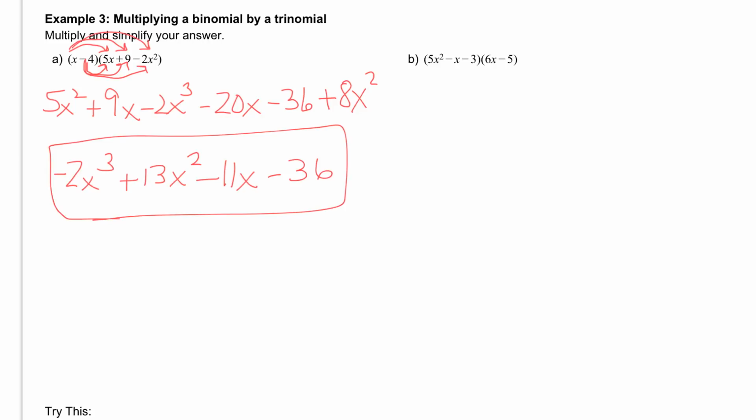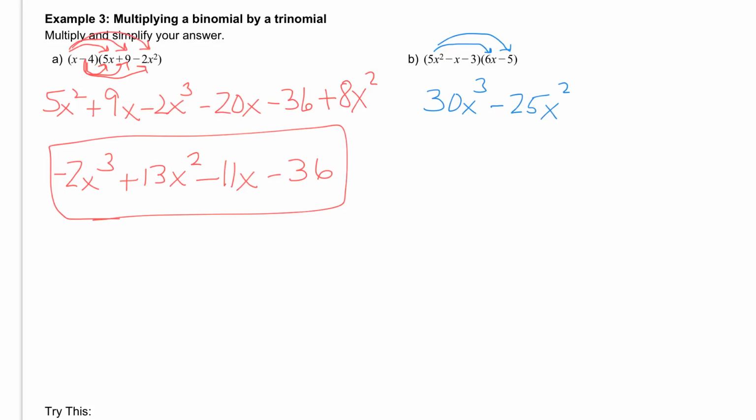We're going to try one more together. In letter B, we have the trinomial first and the binomial second. So we're going to take everything from this first set and multiply it to both things over in the second set of parentheses. Starting with the 5x squared. So 5x squared times 6x will give me 30x to the third. Then I have 5x squared times negative 5, which is negative 25x to the second.